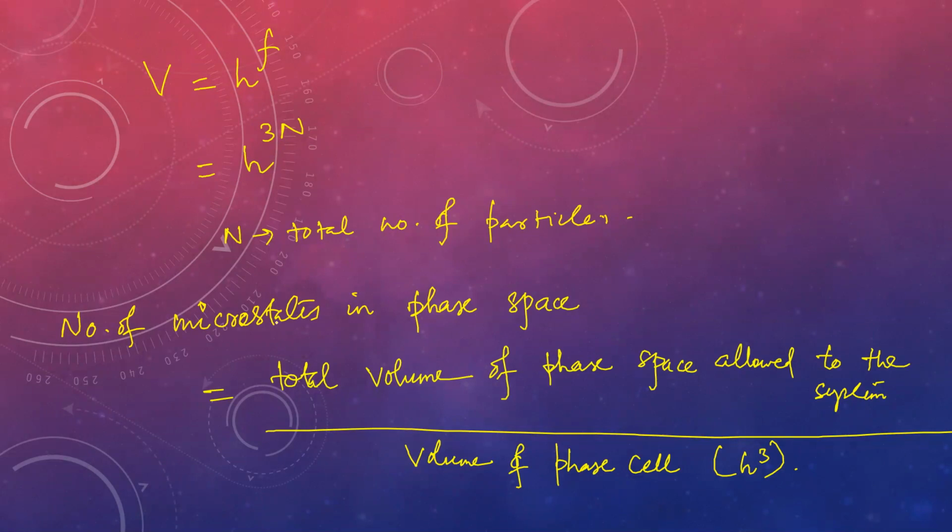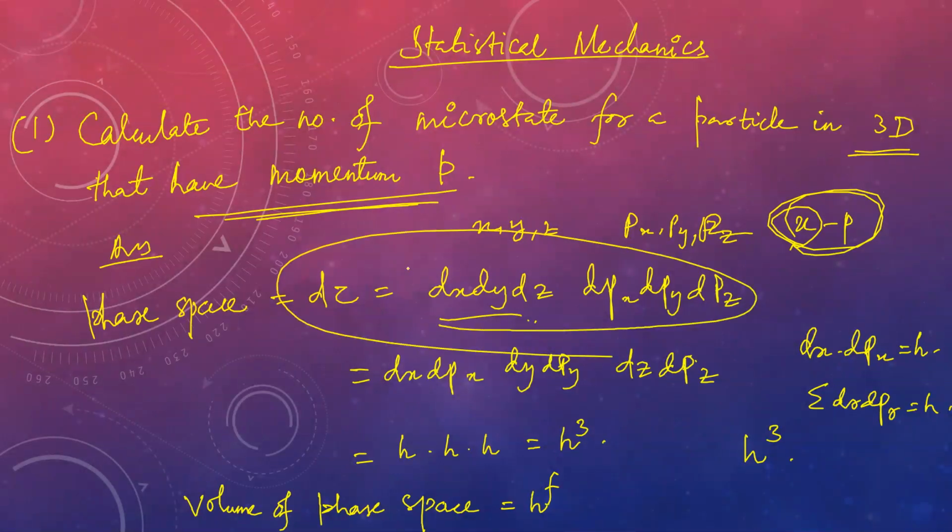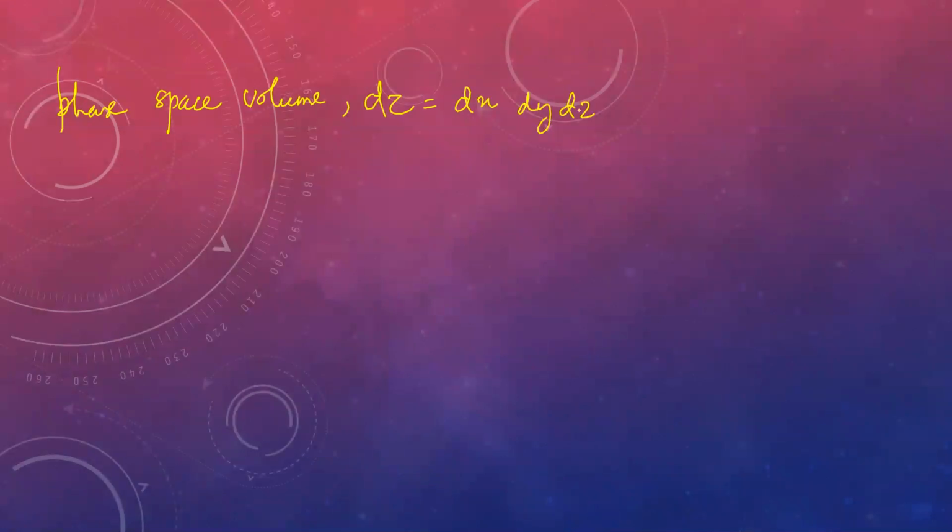Okay, so let's do this question. What is the question? Calculate the number of microstates for a particle in three dimensions that has momentum p. So three dimensions means we can write the phase space volume. Phase space volume dτ is equal to the integration of dx dy dz and the integration of dpx dpy dpz. All right, is that right?